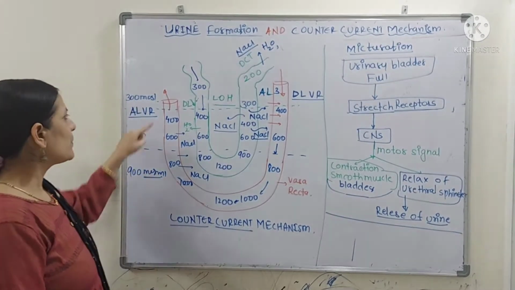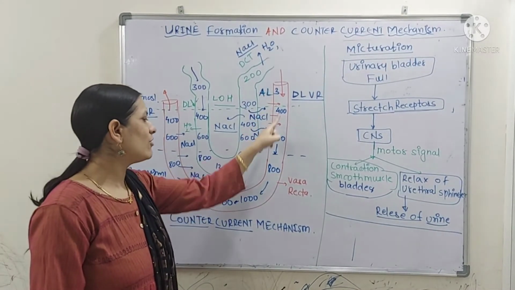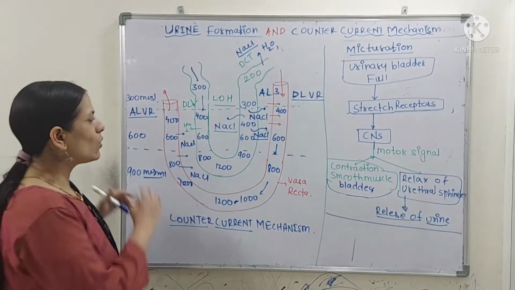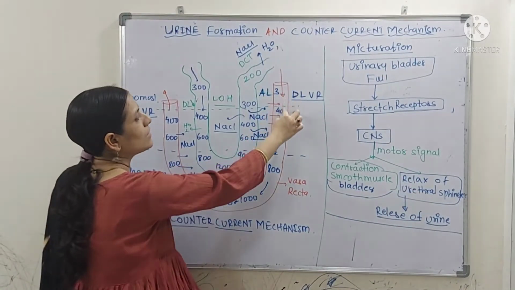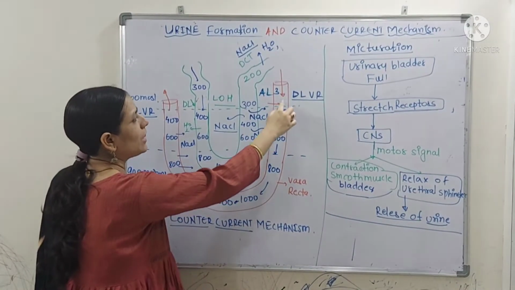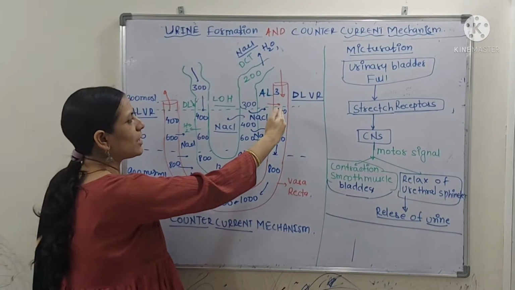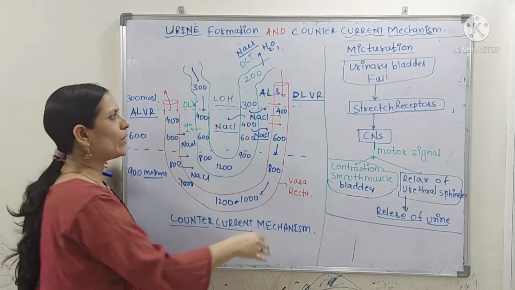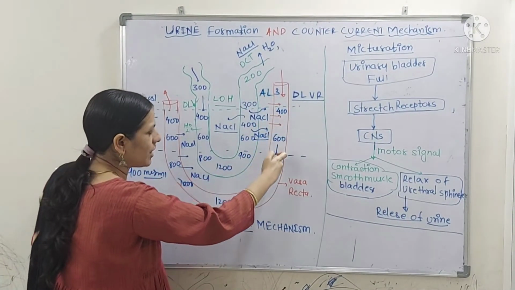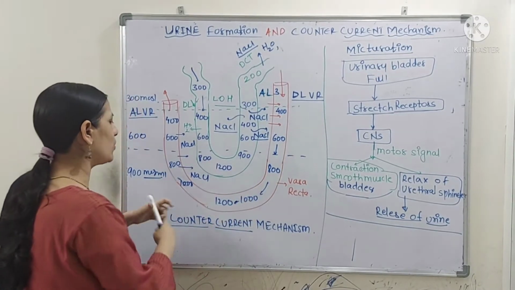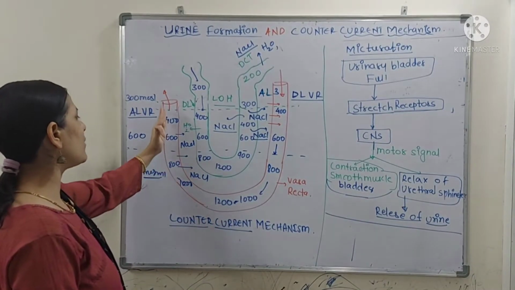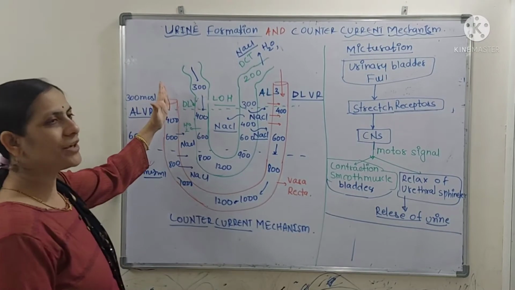In the same way, on this outer side, what I have drawn is the vasa recta. This is the descending limb of the vasa recta. In the vasa recta, blood is flowing. In the descending limb of the vasa recta, blood is moving in this downward direction, while in the ascending limb of the vasa recta, blood is moving in the upward direction.